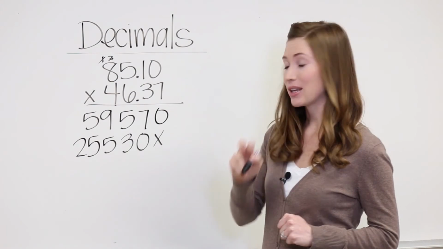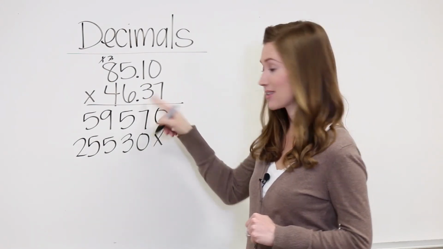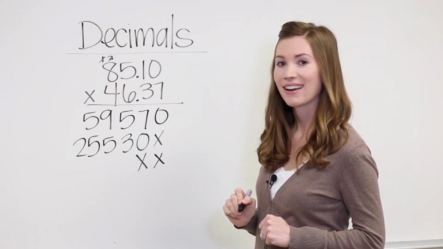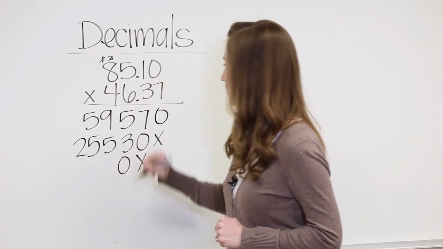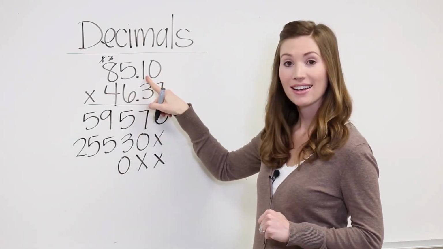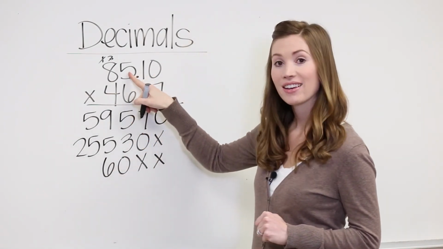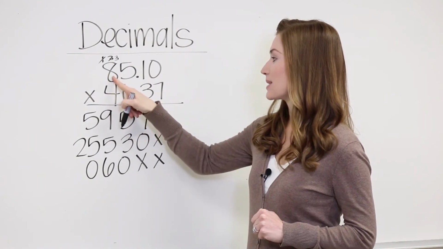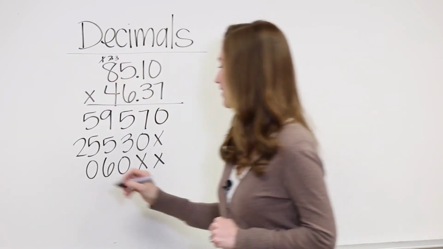Now we need two placeholders. We're done with the hundredths and we're done with the tenths. So two placeholders. Now we can keep multiplying. 6 times 0 is 0. 6 times 1 is 6. 6 times 5 is 30. We'll write the 0 and carry the 3. 6 times 8 is 48, plus 3 is 51.